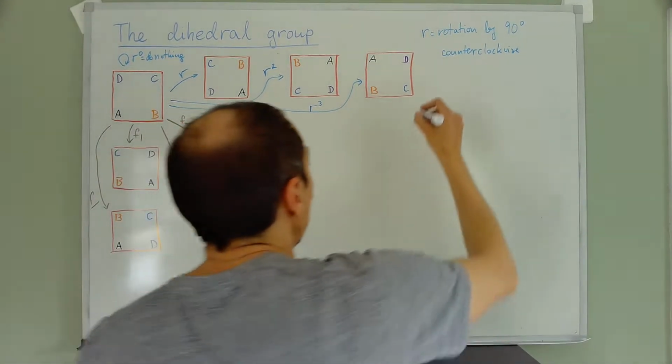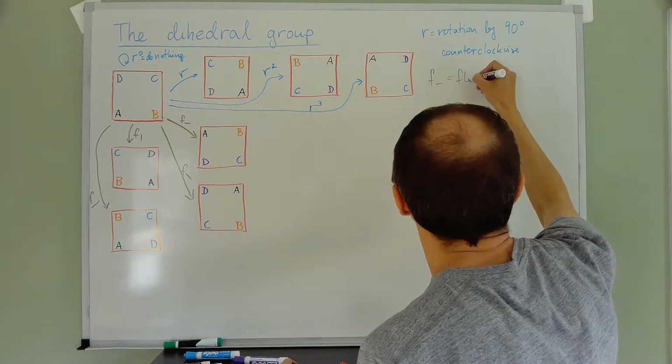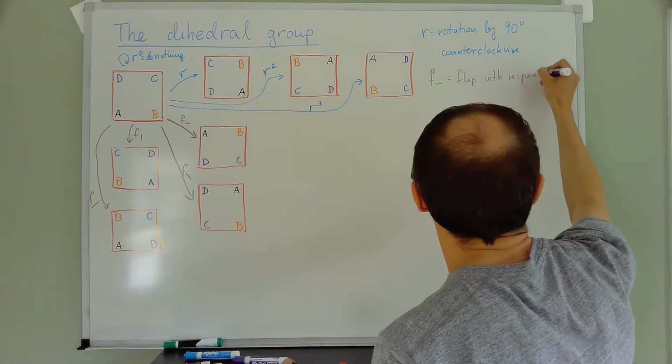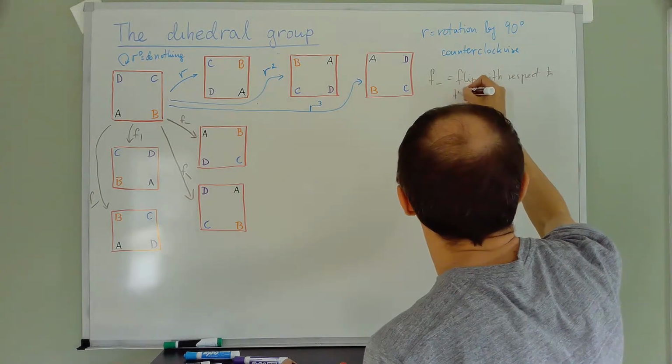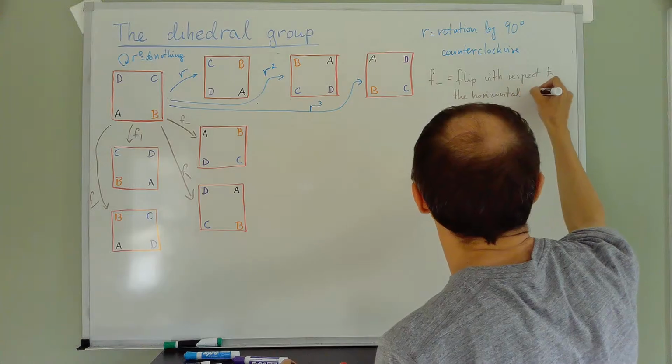So F like this means flip with respect to the horizontal axis of symmetry.